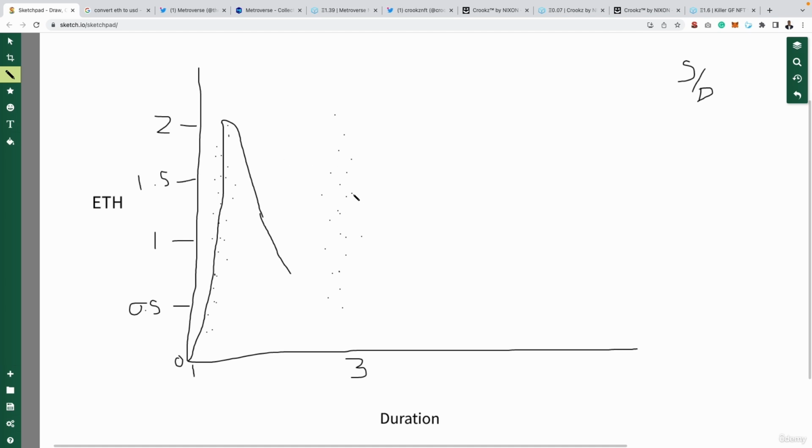FOMO has a big impact on what people do. If people weren't whitelisted and weren't able to get one of those NFTs, when the public sale happens and these get listed on OpenSea, people are more likely to spend more money. So what does that do for the chart? Well, it means there's another spike in volume on the chart.